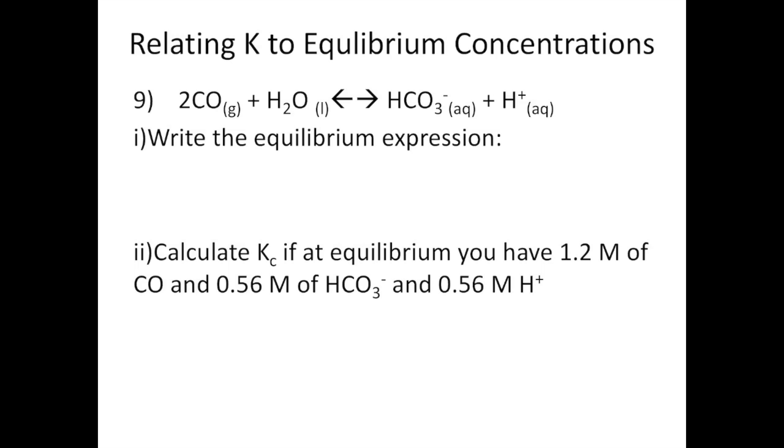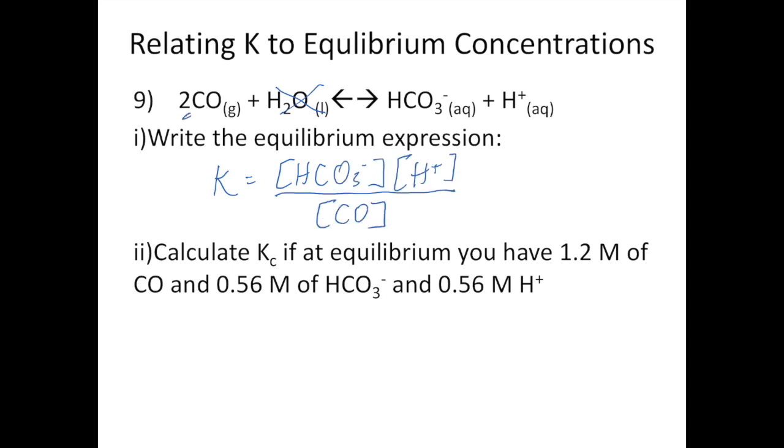Okay, so now we are going to plug some numbers in once we get our equilibrium expression. Okay, so first I'm going to look at my equation. I'm going to notice that there is a liquid here, so I'm going to cross it out because I don't need that in my K expression. So I'm going to just write K is equal to, I need my products over reactants. I need to make sure I get that 2 up here. Perfect. Okay, so that's my equilibrium expression.